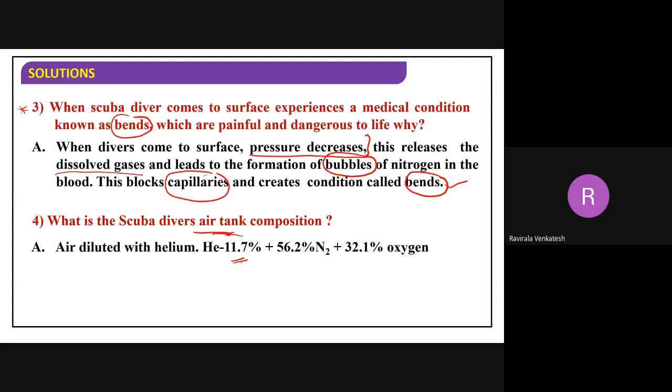Now here, listen carefully. To remember this, I will explain a small logic here. Anybody, Neha S is there? Neha S.